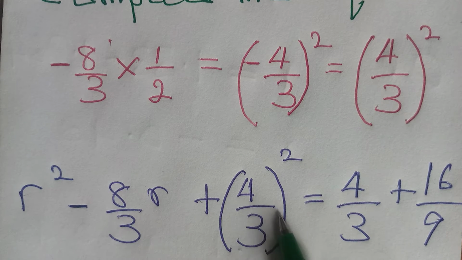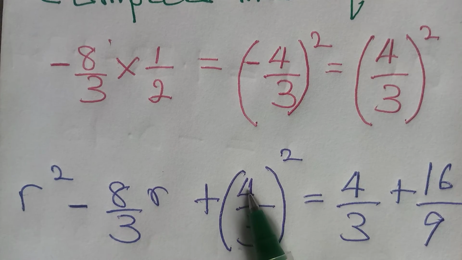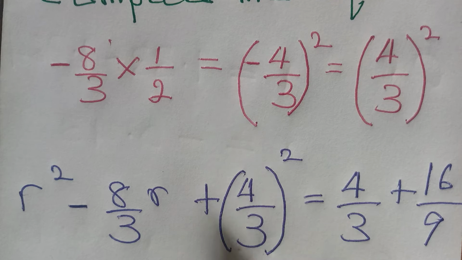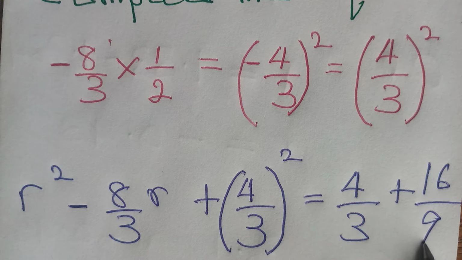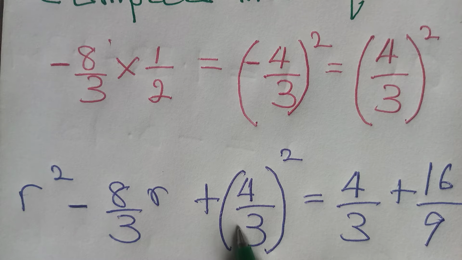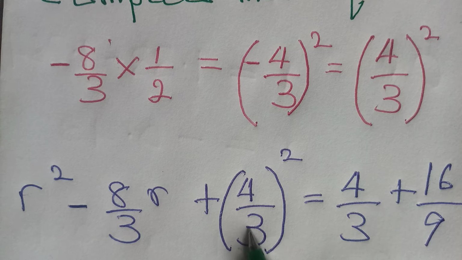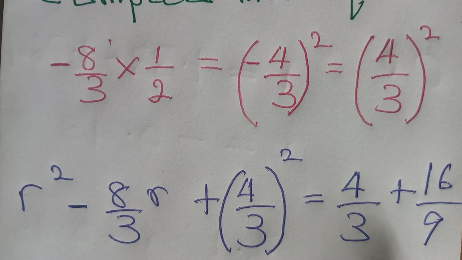On my left hand side, I will have the short form. On my right, I will expand it. 4 squared will give me 16. 3 squared will give me 9. This is the constant that has been added to both sides. So I have actually added half the coefficient of r, squared, to both sides of the equation. That's what we have here: 4 over 3 bracket squared, and on my right hand side I'm having 16 over 9. This term and this term are actually the same.